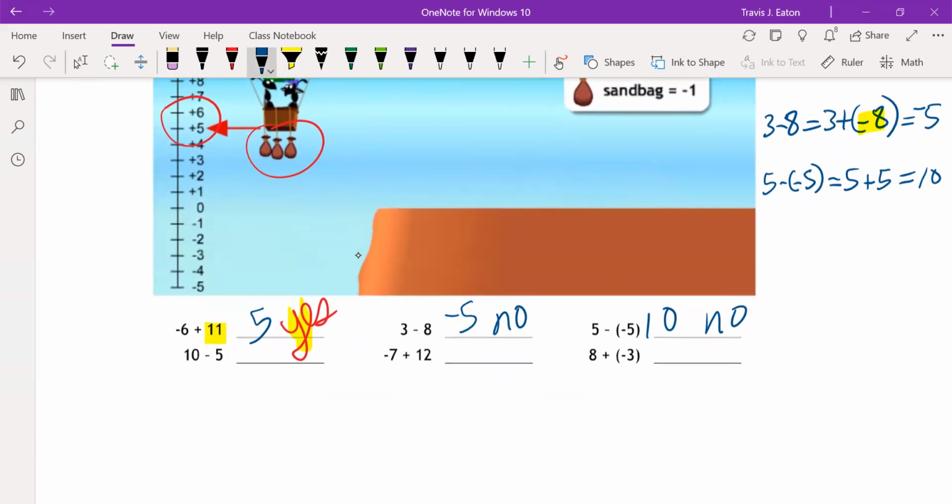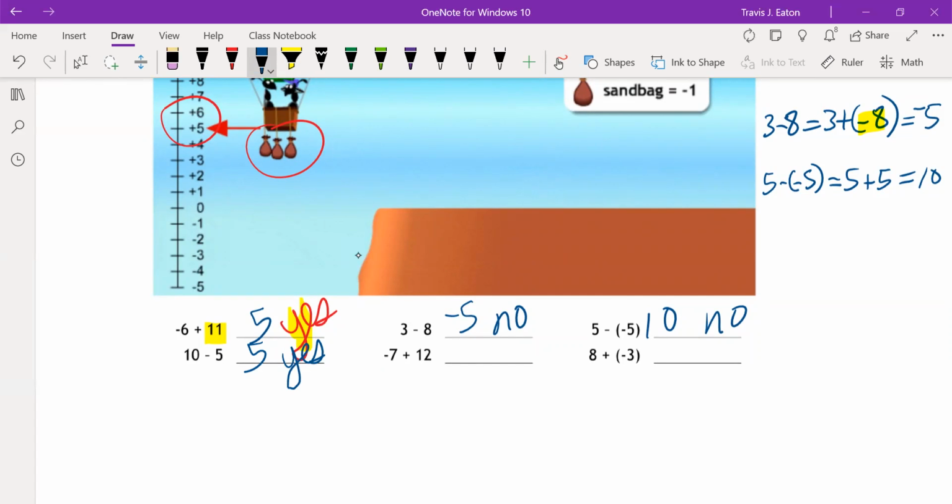Okay. How about 10 minus 5? Now, just because you're learning all these fancy tricks, subtracting is adding the opposite, it doesn't mean that you have to throw all common sense out the window. 10 minus 5 is still just 5. And that's a big yes. Yes, it equals 5.